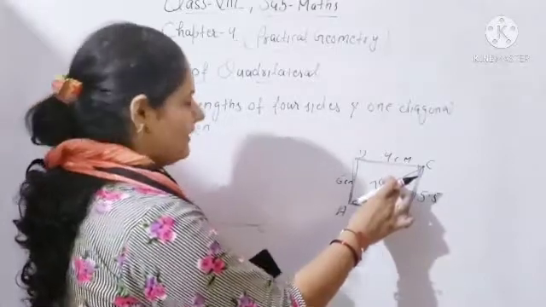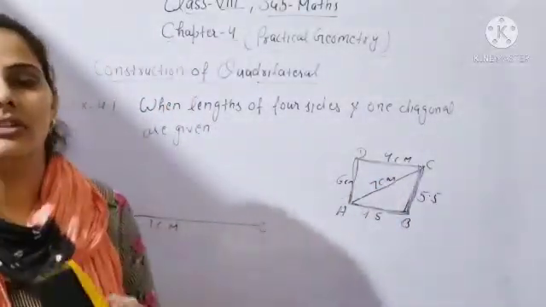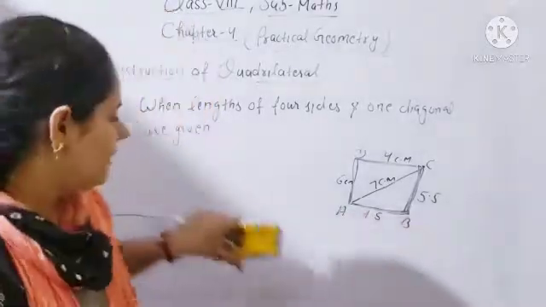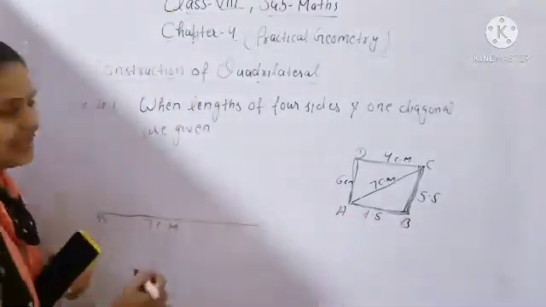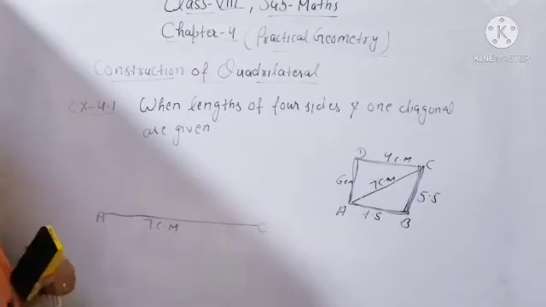First you will draw a diagonal of 7 centimeter. Okay, so AC is 7 centimeter. So you will take a ruler, and with the help of the ruler, you will take the length of 7 centimeter. So this is AC, 7 centimeter.